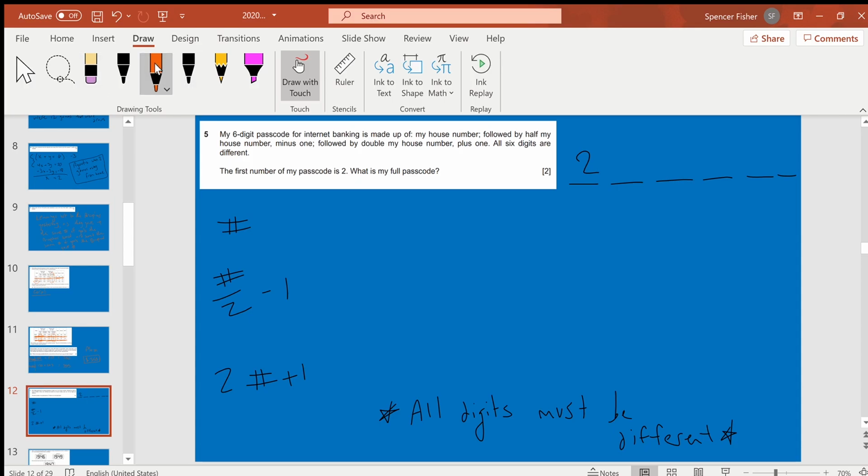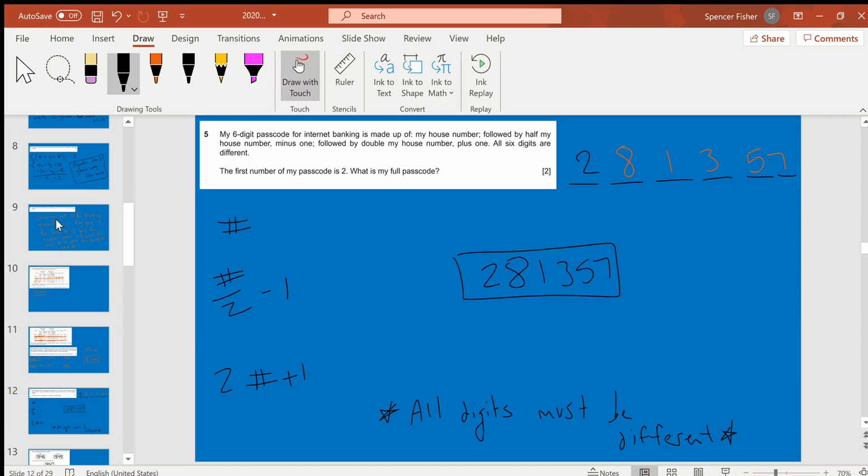So let's see what happens if we plug in 28. 28 divided by 2 is 14. 14 minus 1 is 13. 28 times 2 is 56. 56 plus 1 is 57. This all checks out, and that's our answer: 2, 8, 1, 3, 5, 7.